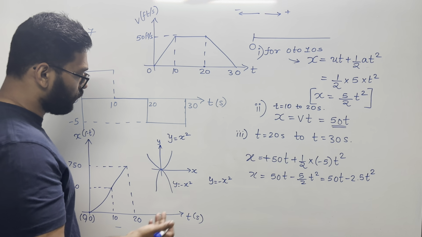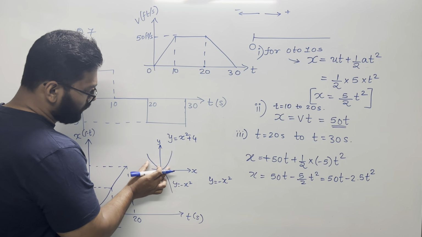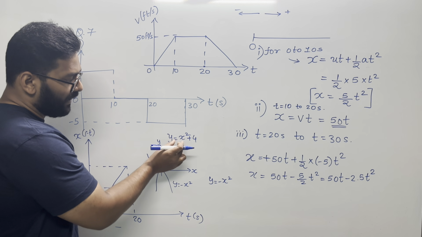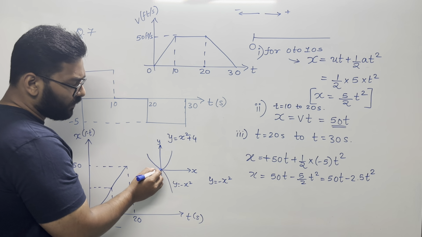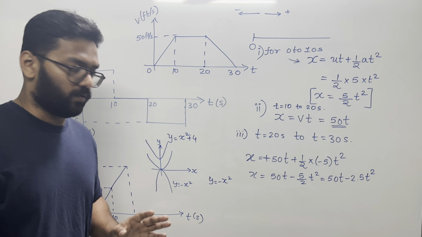If I want to find out y equal to x square plus 4, then this whole graph will shift upwards by 4, because all the values change. If I put x equal to 0, it is no longer 0, it is 4. So all the values will shift up by 4. Same goes with x square minus 4, it will shift down by 4.